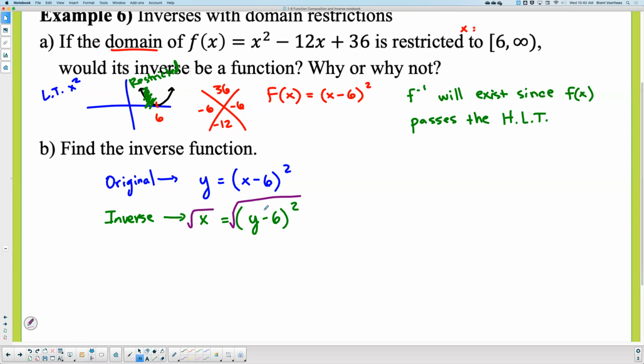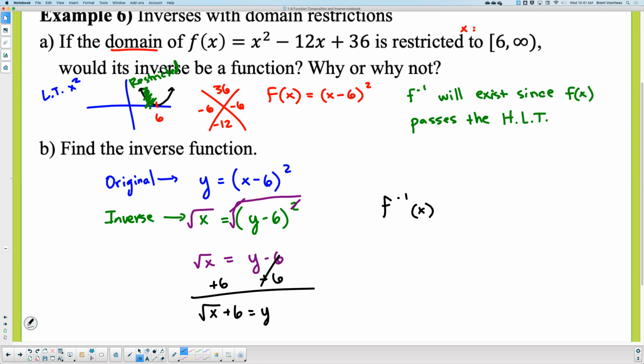Now, typically we need a positive or negative. But in this case, I won't. Do you know why? Because of this restriction, I only want the positive side. Which side do we keep? Positive. I only want the positive square root this time. So it's square root of x equals y minus 6. And finally, we would add 6 to both sides. It will be y equals the square root of x plus 6, and you can change it to f-1 this time.